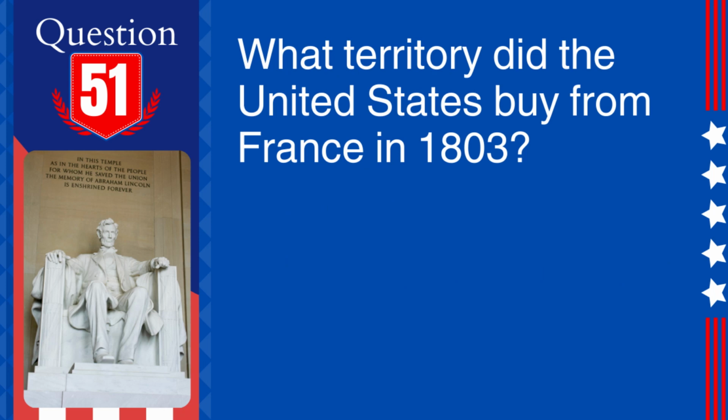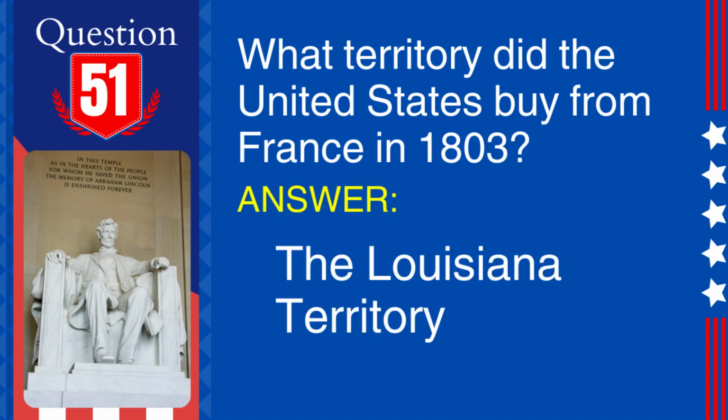51. Question: What territory did the United States buy from France in 1803? Answer: The Louisiana Territory. Explanation: The Louisiana Purchase was a land deal in which the United States acquired approximately 827,000 square miles of land from France, significantly expanding U.S. territory.